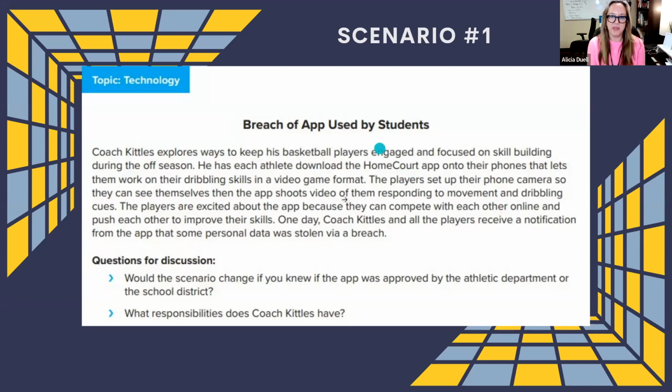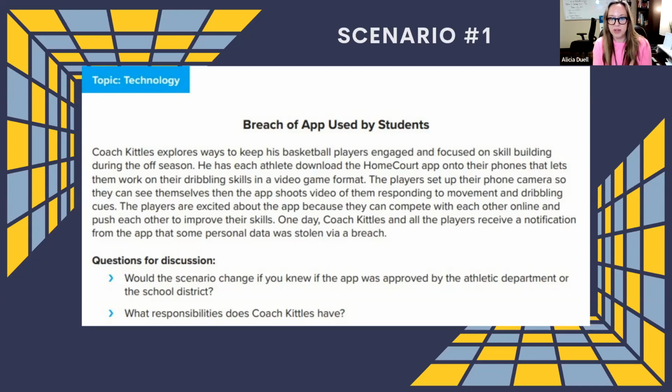Like this scenario is about a basketball coach who says, hey, everybody on the team, download this cool app. You do video of you dribbling, and then we can all look at each other and compete and all of that. Pretty cool. But then they get a notification that some personal data was stolen from this app via a breach. What should the coach do? Who does he tell? What does he do? And would it change if the app was allowed by the district, or if the district didn't know the coach was using this?